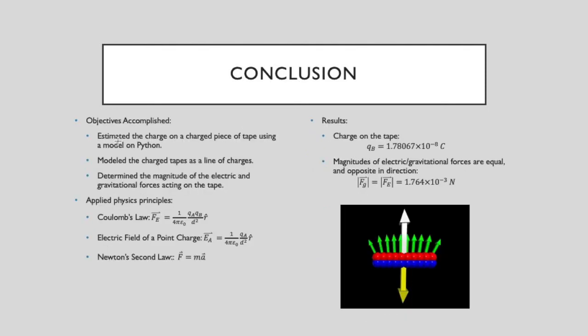In conclusion, we were able to accomplish the objectives of estimating the charge on a charged piece of tape using a model in Python. We modeled the charged tapes as a line of charges. Finally, we determined the magnitudes of the electric and gravitational forces acting on the tape. We successfully applied the physics principles of Coulomb's law, the equation for the electric field of a point charge, and Newton's second law. Our final results are that the charge on the tape is equal to around 1.78 times 10 to the negative 8 coulombs, and that the magnitudes of the electric and gravitational forces were both equal to 1.764 times 10 to the negative 3 newtons, and pointed in opposite directions.